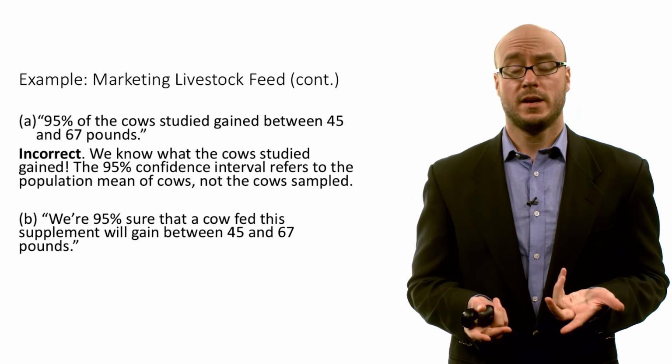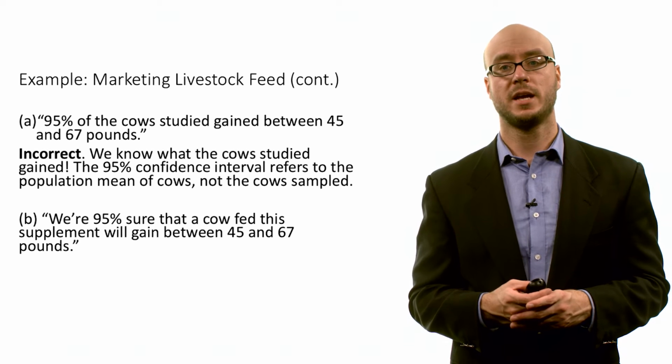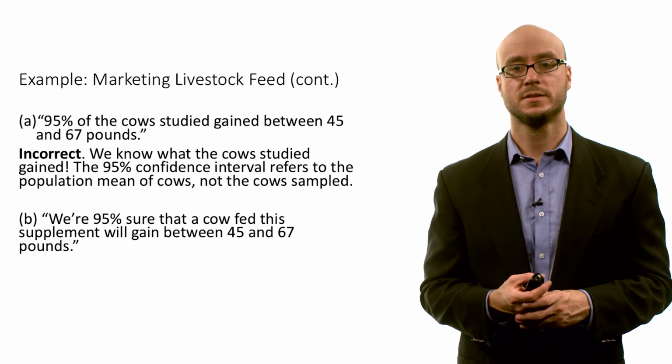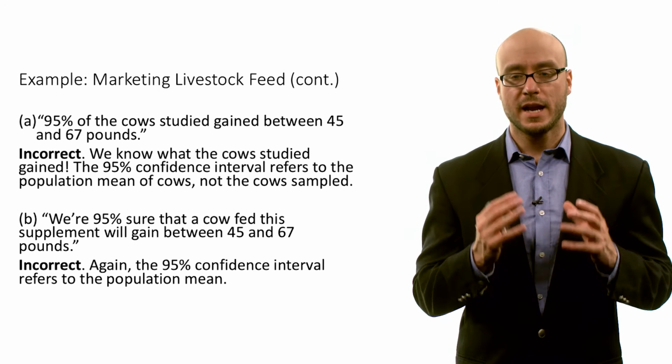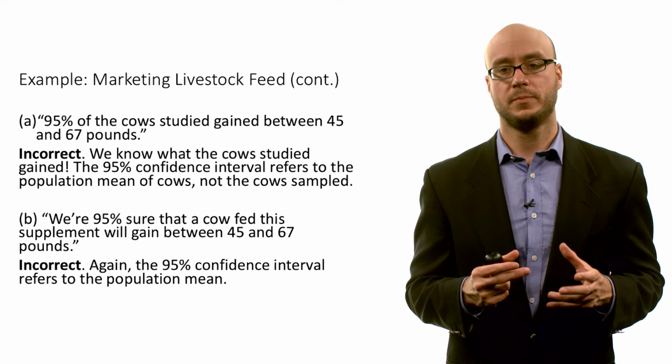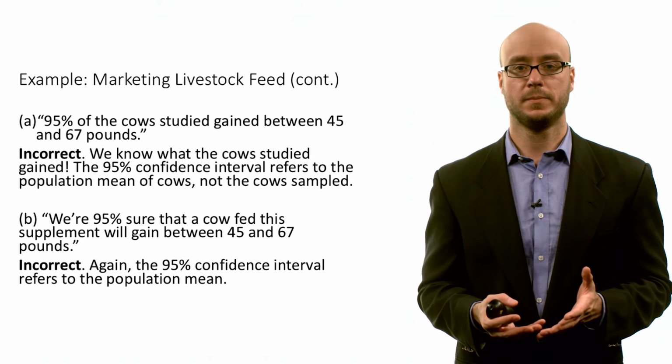So the marketers might also say, we're 95% sure that a cow fed this supplement will gain between 45 and 67 pounds. Right? Again, this is incorrect. The 95% confidence interval refers to the population mean. It's a way of using our sample data to make some claim about the population mean.